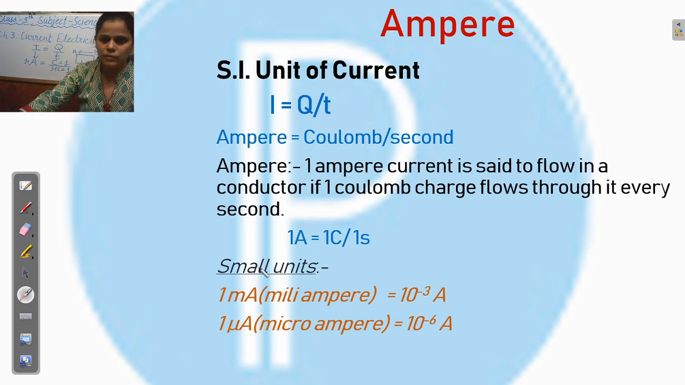Understand? Then there are some other small units here. 1 mA, m for milli: 1 milliampere equals 10 raised to the power minus 3 ampere. Then micro: 1 microampere means 10 raised to the power minus 6 ampere. So you can remember the small units.